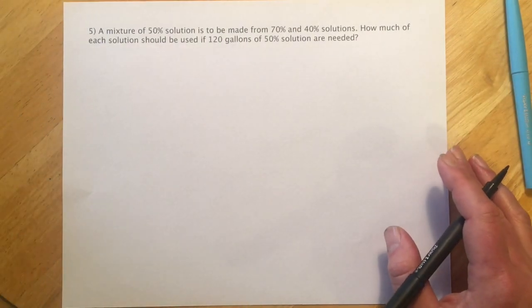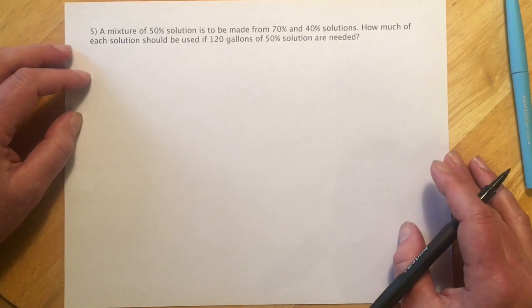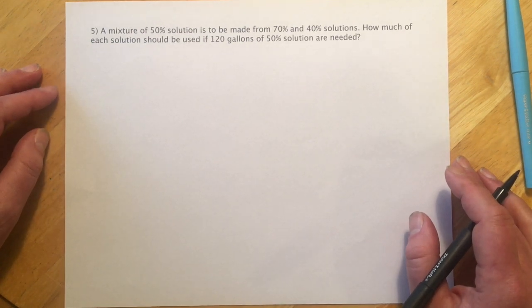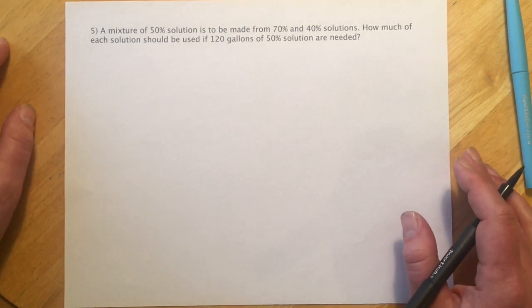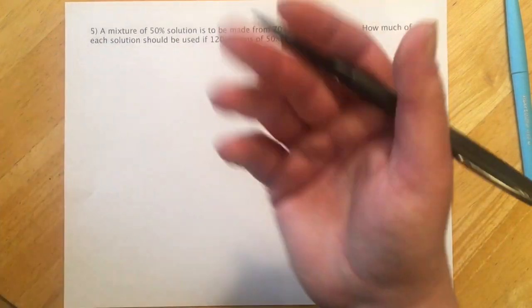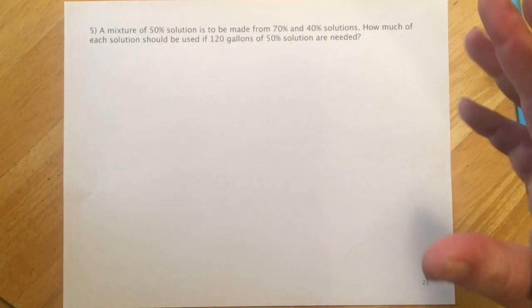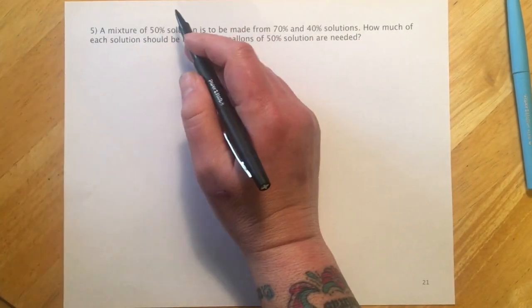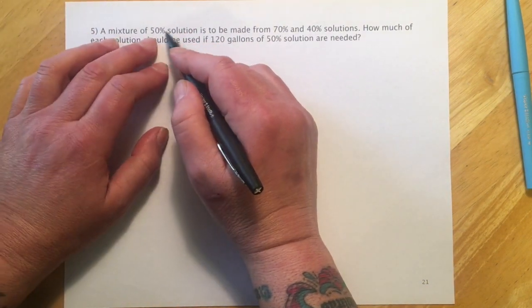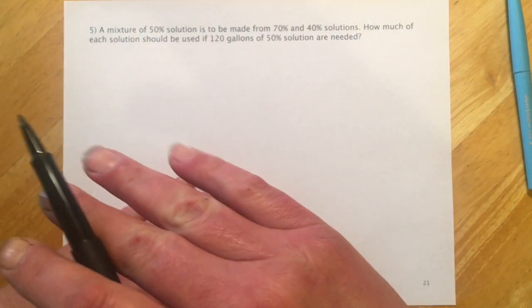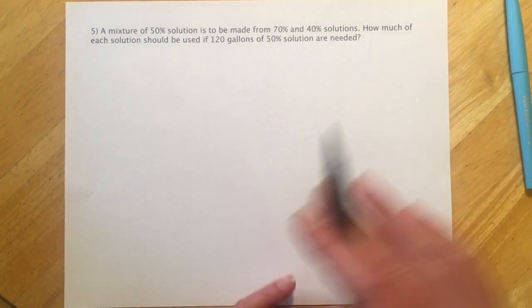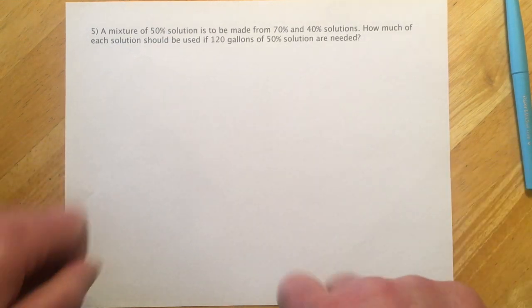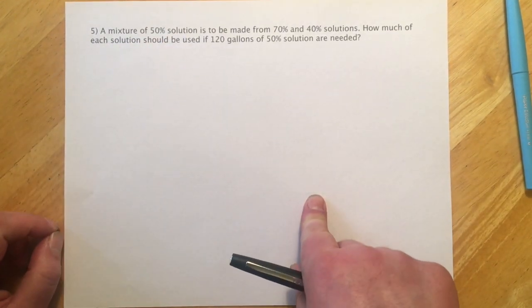Okay, so this is the one that everyone has trouble with. A mixture of 50% solution is to be made from 70% and 40% solutions. How much of each solution should be used if 120 gallons of 50% solution are needed? There's some bucket of stuff, alcohol or acid, it's different in different problems, but we're trying to make something that's 50% concentration from a 70% solution and a 40% solution. The idea is to put some of the 40 and some of the 70 and mix it up so that it comes out to a 50% solution.